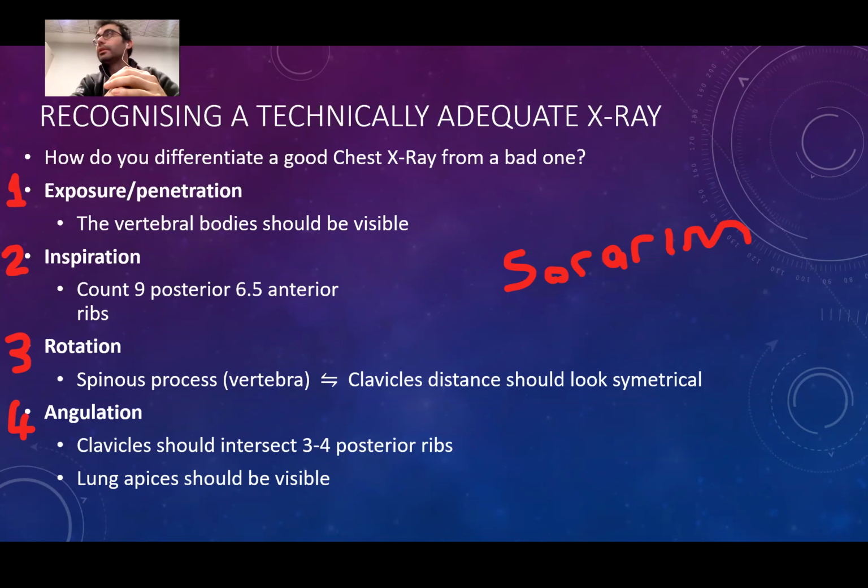So, recognizing a technically adequate X-ray, evaluating the technical adequacy of an X-ray. There are 4 factors. For exposure, we look at the vertebral bodies. Sorry for not writing it, but you have to also look at the lung tissues. You should be seeing the bronchovascular markings in an X-ray with a good dose. For inspiration, you count the ribs. For rotation, you look at the clavicles. For angulation, you also look at the clavicles. This can be a good question in the exam, and it is actually asked in the 2 previous groups.